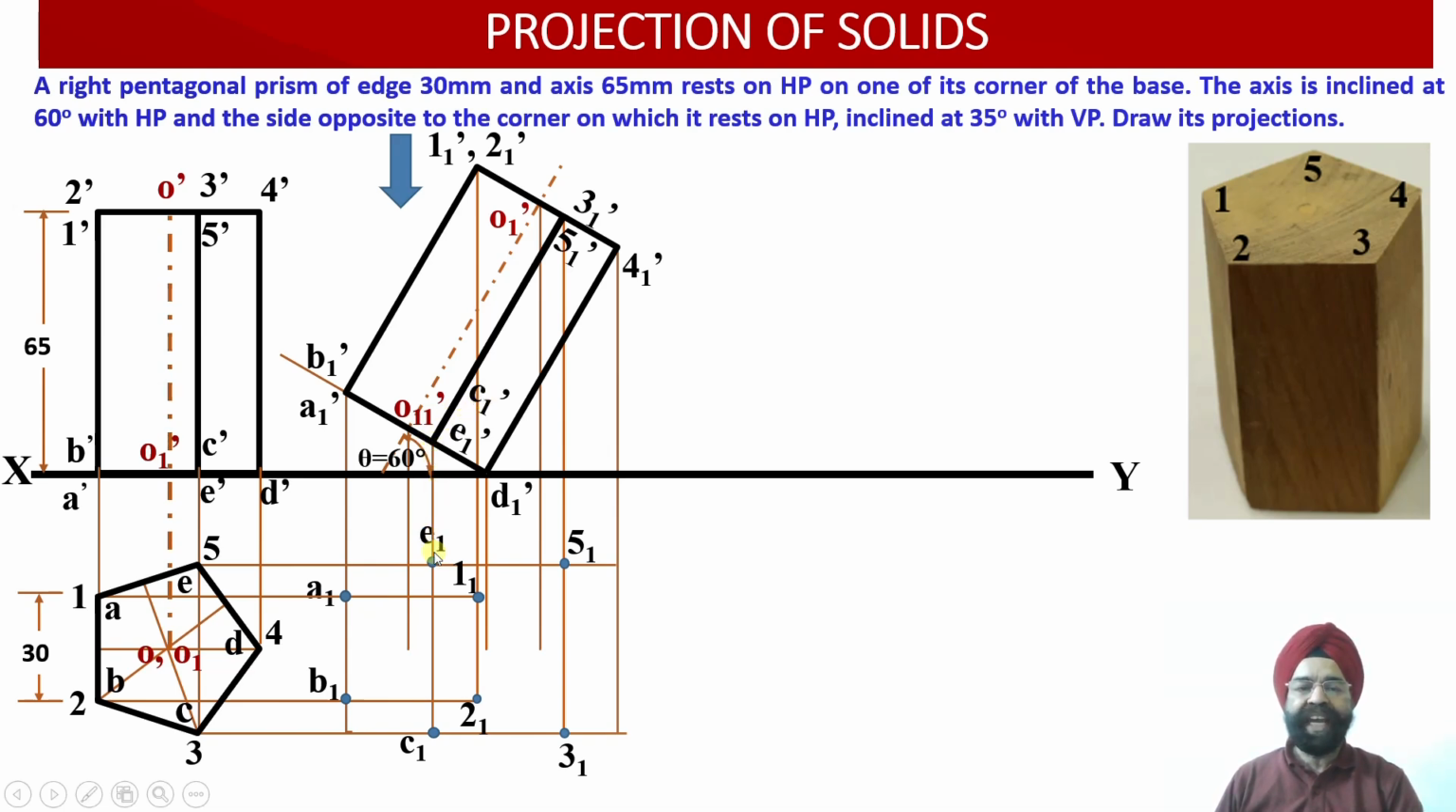So from C1 dash, we have drawn a vertical projector line. Wherever this vertical projector line intersects with this horizontal projector line drawn through the point C, we have obtained C1. Similarly, this is the point 3, 1 dash. From 3, 1 dash, we have drawn a vertical projector line and extended it up to the point where it is going to intersect with the horizontal projector line drawn through the point 3. So point 3, 1 is also obtained.